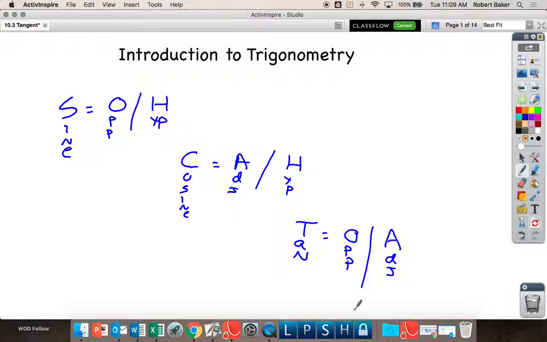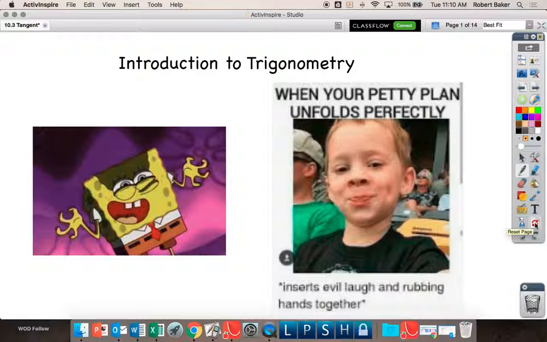This is also on the formula chart. If you ever get lost or you want to steal it for your notes, it has it right here. Sine, cosine, tangent, and all the ratios that it creates. So you can take a little picture of that. Opposite. So here's the pictures.